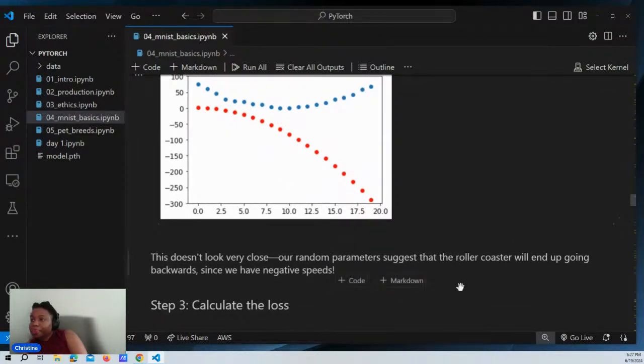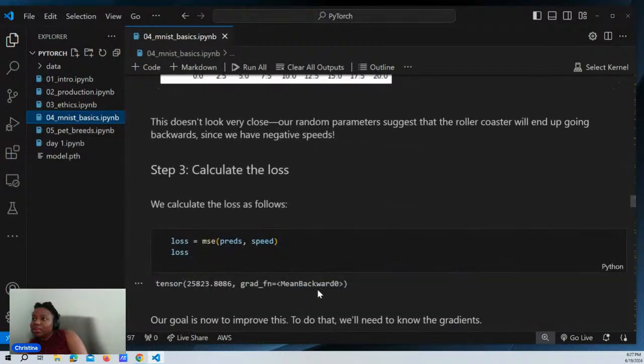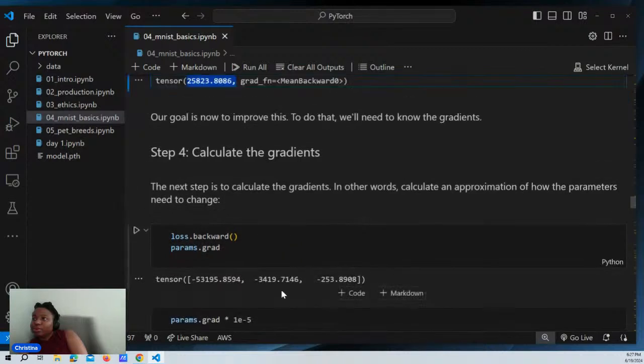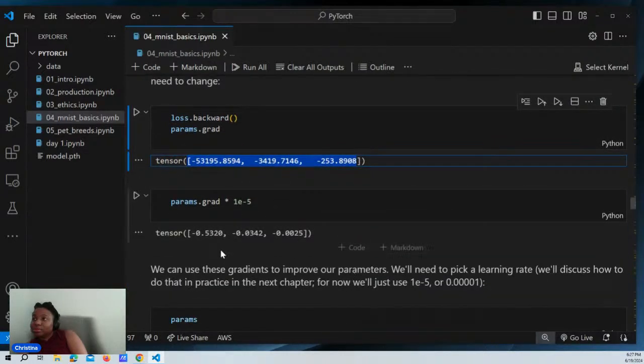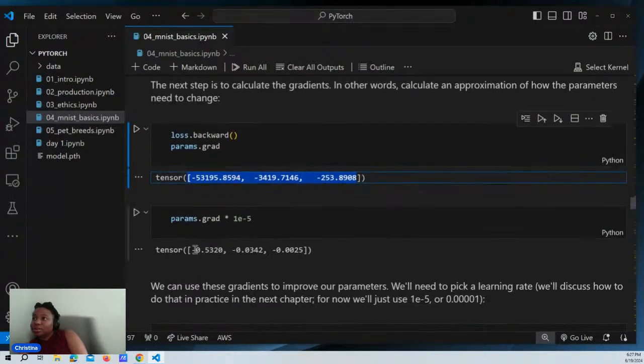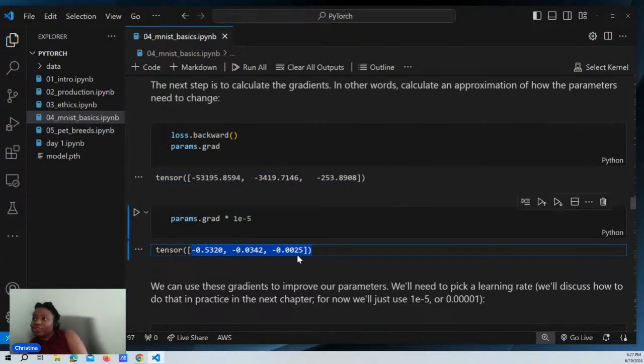Not at all. Completely backwards, negative speeds, yeah. And so the loss, if they put it into the loss function they created, this would be the loss, which is really, really high. Not really, really low. So now they back calculate and get out more gradients, and it's shrinking, which is good. And they do it again, and it shrinks.